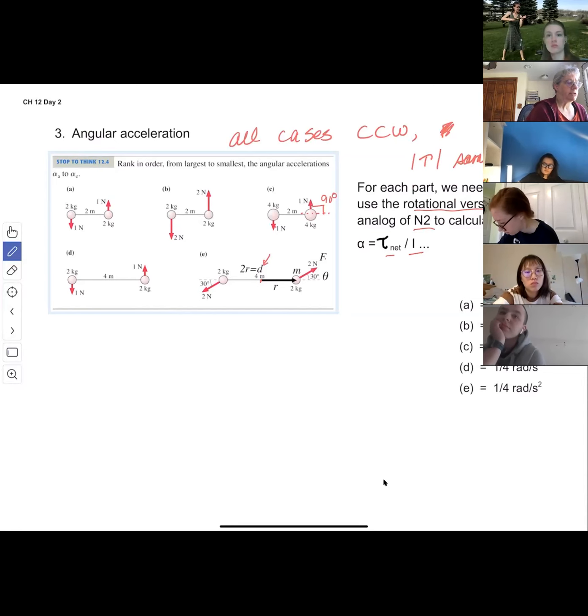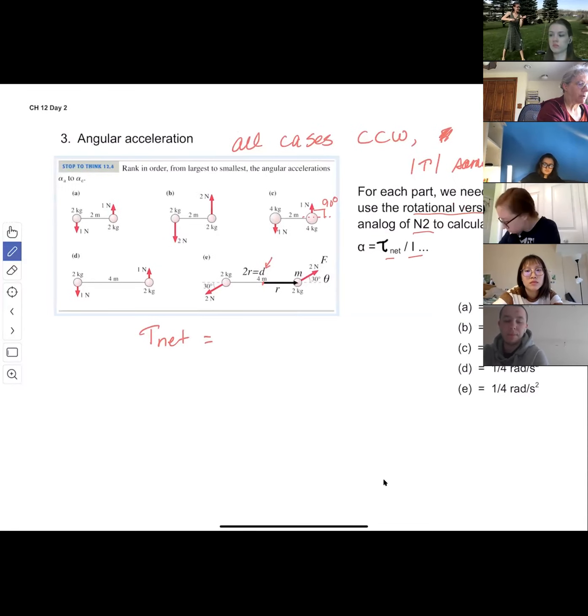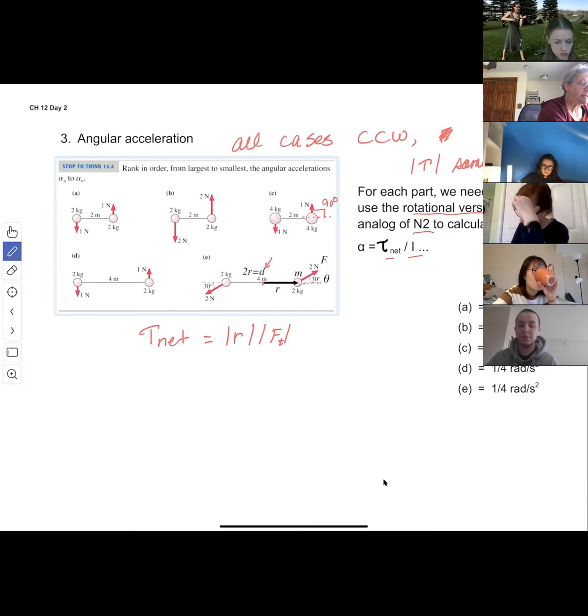Okay, so for each and every diagram, we can say that the net torque is, well, let's see, for this one I did down in part E, because E had the most space available for me to add stuff onto it, that net torque would be magnitude of r times magnitude of F tangential. And in this case, by drawing the triangle, F tangential is F sine theta.